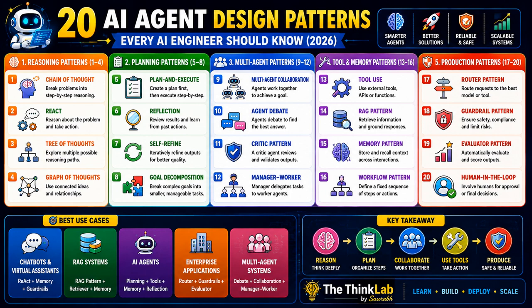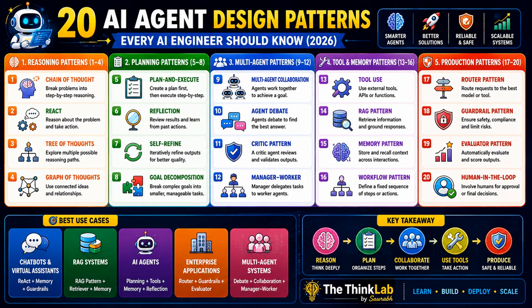The third point is tree of thoughts, right? Sometimes one solution is not enough. So tree of thoughts creates multiple reasoning paths. The AI explores the different possibilities before selecting and producing the best answer. This is very useful for difficult problems.